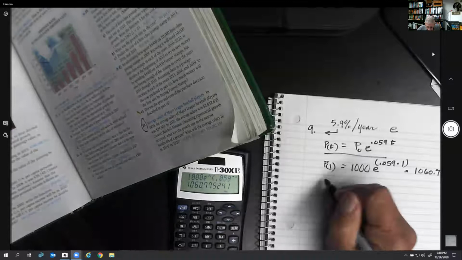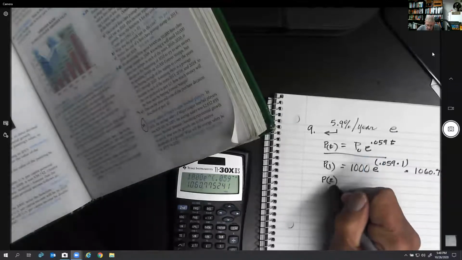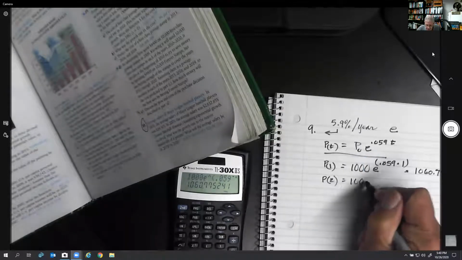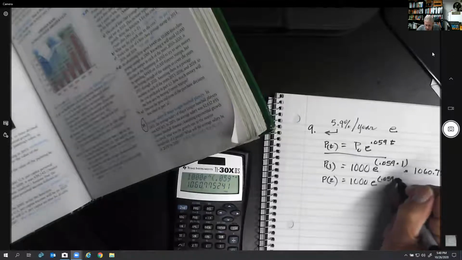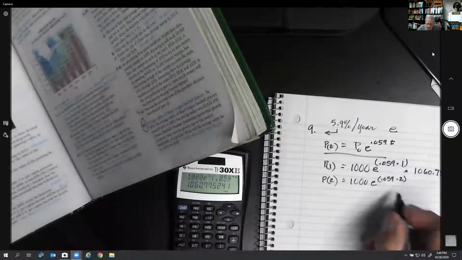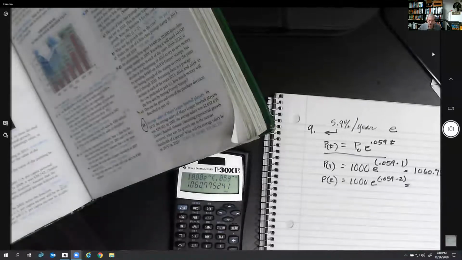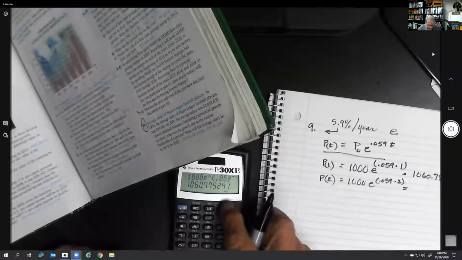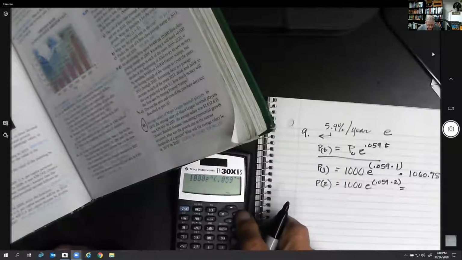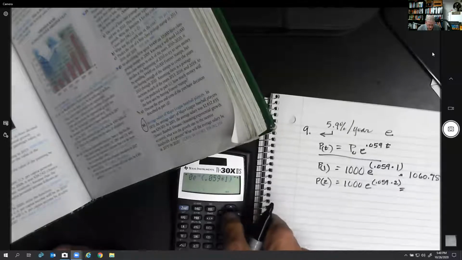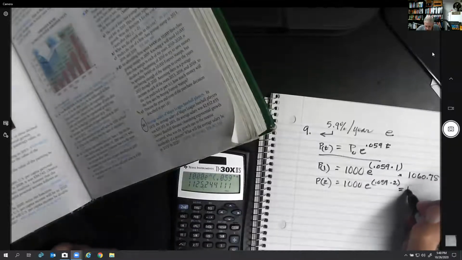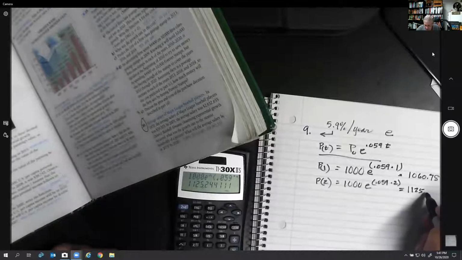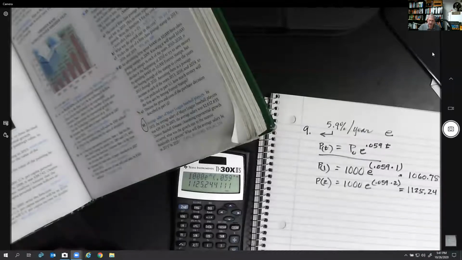Now, after the second year, let's see how much money you have coming. You put in $1,000, E, 0.059. Now we're going to multiply by 2, second year, equals. And we're going to just go up here to my calculator, slide this over, and let's change this 1 to a 2, equals. So now I should have $1,125.24 approximately coming back to me.